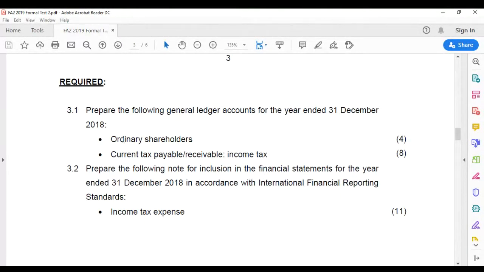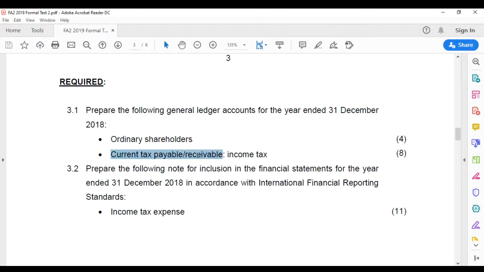Okay, now the ordinary shareholders, we're not going to look at that today because we've already done that 2 weeks ago. So you know when you declare a dividend, you have to debit the ordinary dividend. You're going to credit the ordinary shareholders. Then you're going to calculate the dividends tax portion, and with the dividends tax portion, you are then going to debit the ordinary shareholders account, and you are going to credit current tax payable dividends tax.